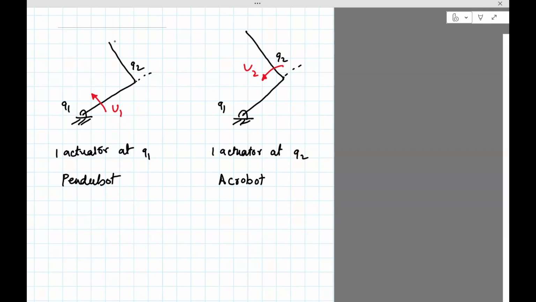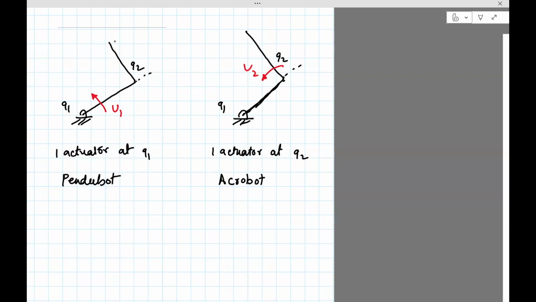Acrobot. Now, this is called Acrobot because when you have an acrobat, like in the Olympics, you can only apply torque on the hips, right? So if you think of this as a person, this is his hand and this is his hips, so you actuate the hip, that is your hip joint, and you can only use that, and that's why it's called Acrobot.